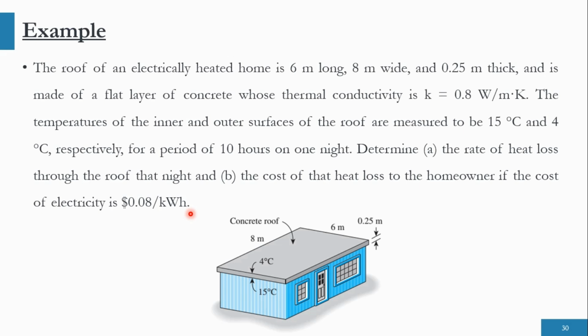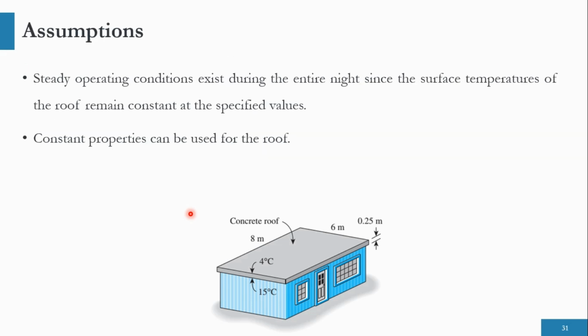So we will apply the Fourier's law concept to calculate the heat loss, and then we will convert it in terms of dollars as well. We will assume steady state conditions which exist during the entire night, because otherwise if we count in the unsteady state, the time dependency, the equations will be a bit complex and will change, but we may do it at some later stage. And we will assume constant properties for the roof, like the thermal conductivity, which was mentioned as 0.8 watt per meter Kelvin.